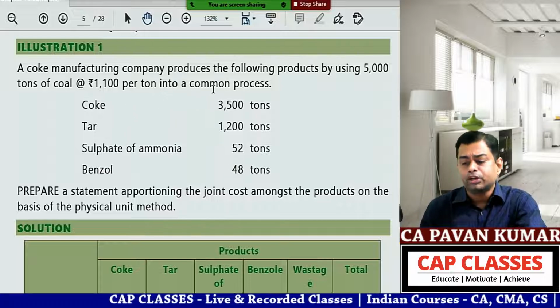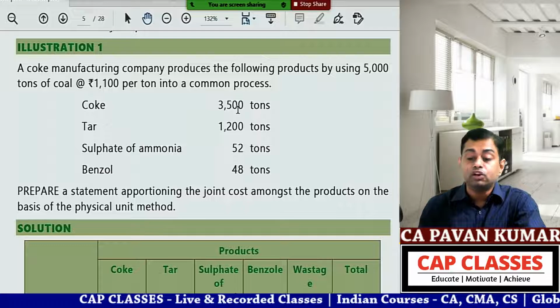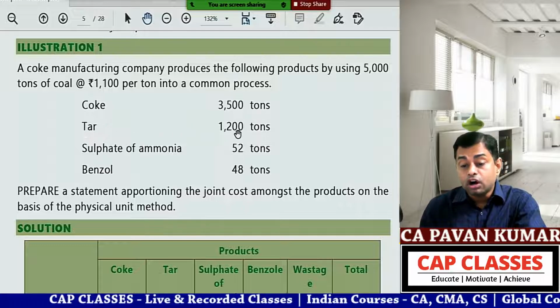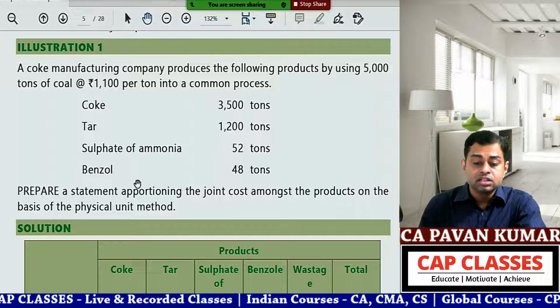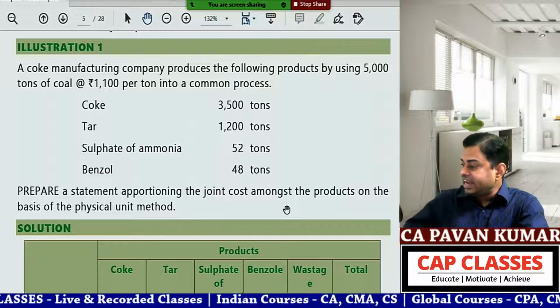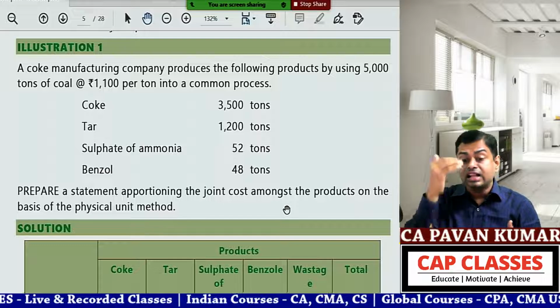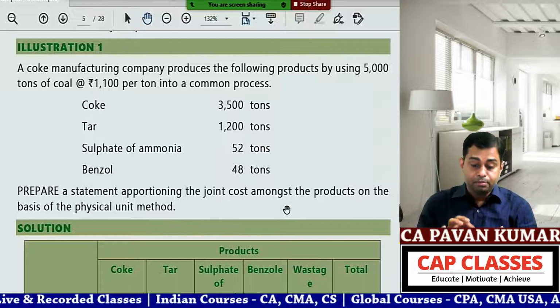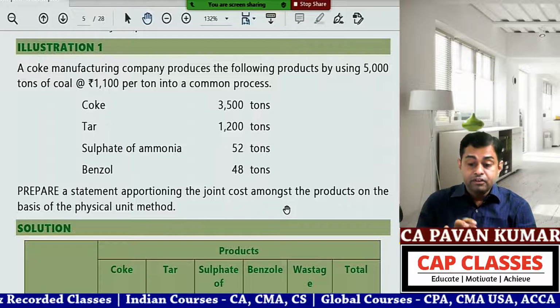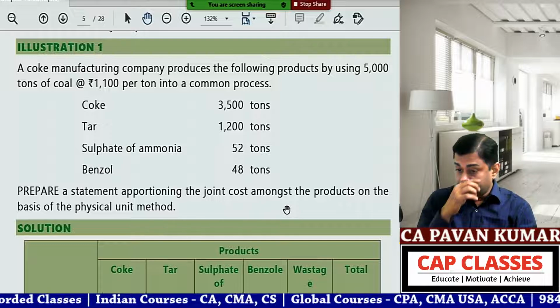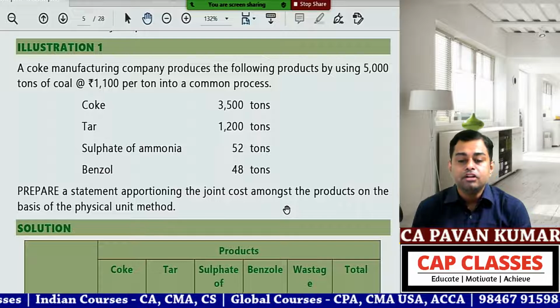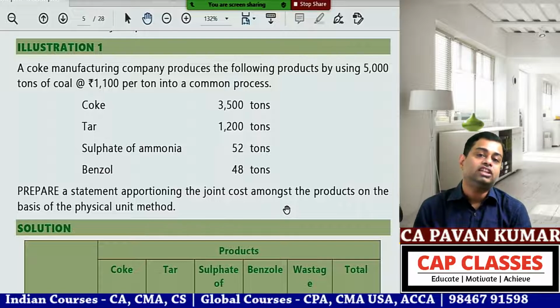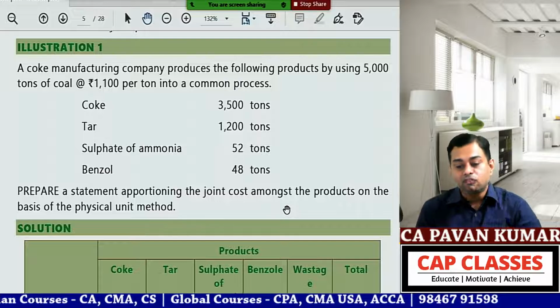Then into a common process, coke you got 3,500 tons. Tar you have got 1,200 tons. Ammonia sulfate you have got 52 tons. Benzol you have got 48 tons. Add the output and tell me the total. 3,500 plus 1,200 plus 52 plus 48 put together is 4,800. What is input? 5,000. What is output? 4,800. What happened to the remaining 200?